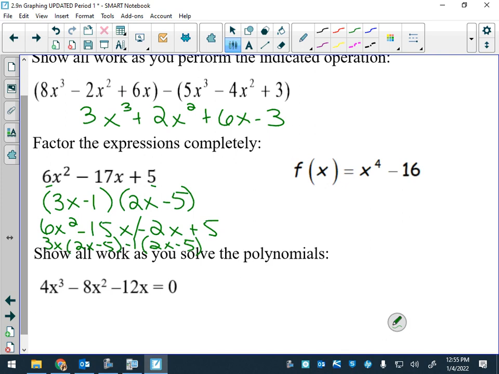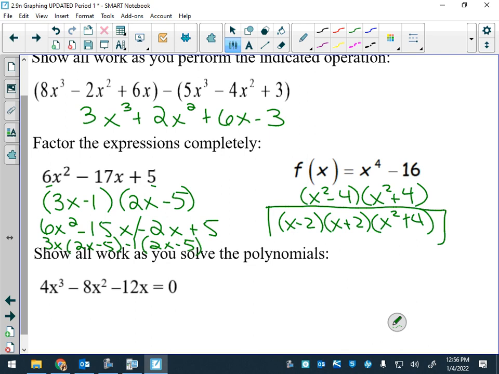How about the next one, x to the fourth minus 16? Excellent. You have x squared minus 4, x squared plus 4, but we also have a difference of two squares again. So x minus 2, x plus 2, and x squared plus 4. This is your final answer. You have two terms, which x to the fourth is doubled. So x squared times x squared gives you x to the fourth. 4 and negative 4 give you negative 16.